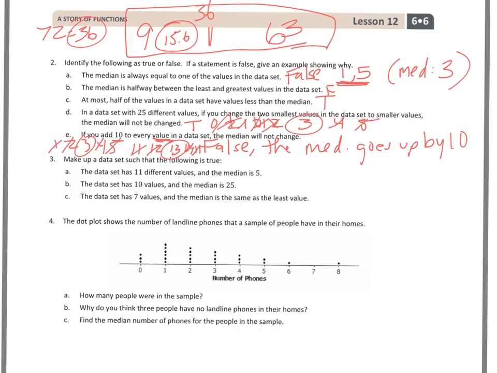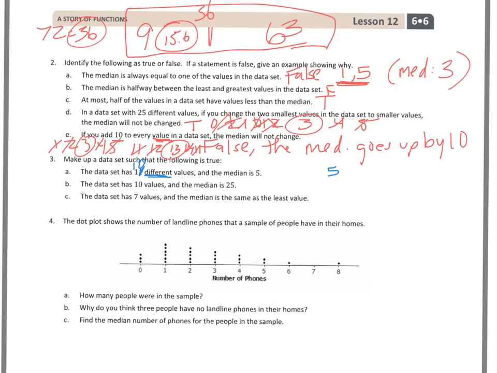So here we are at 3, and it says make up a data set such that the following is true. The data set has 11 different values, and the median is 5. So different values, meaning I can't have the same values for all of them, so I couldn't do all 5s. So I want my middle number to be 5. So if I take 1 away from it, it means I have 10 left, because I just put 1 in, and I need 11. So there's 10 values I have left.